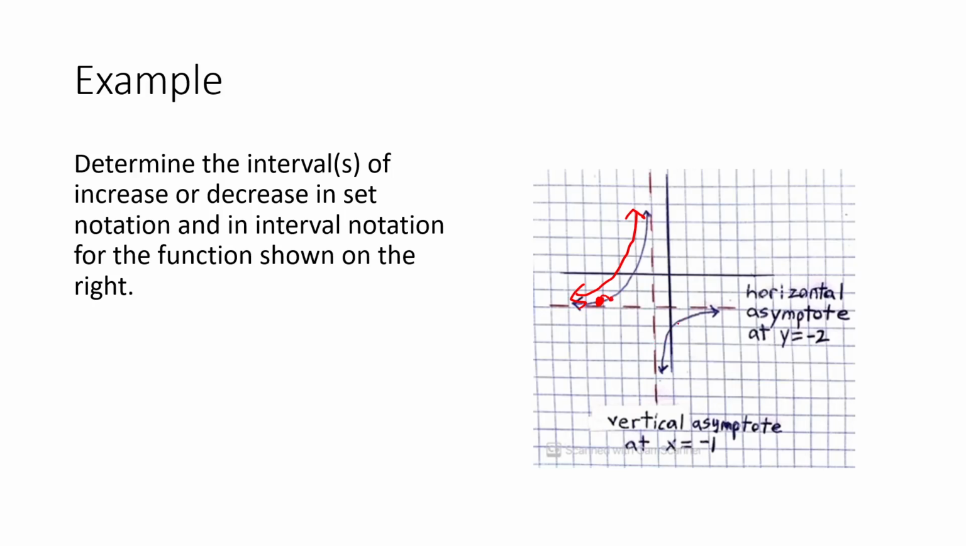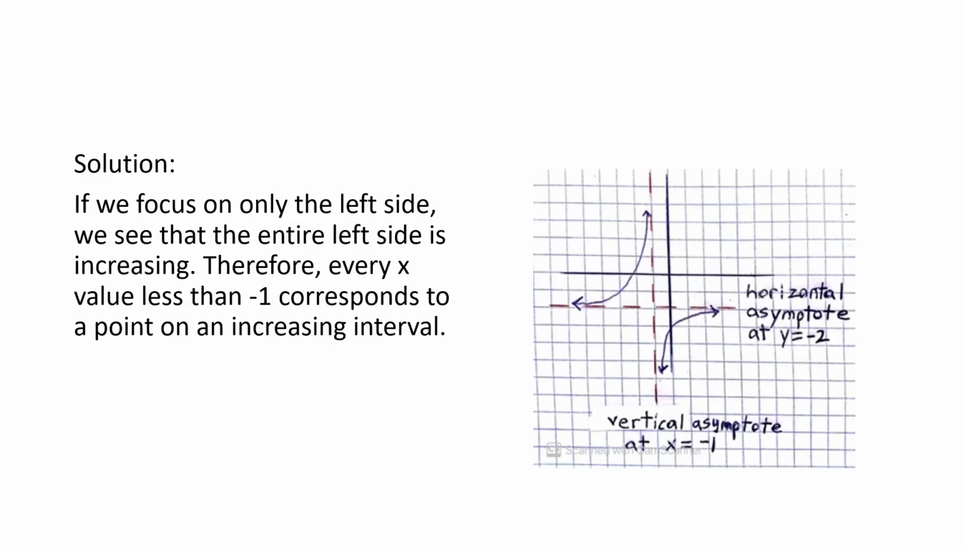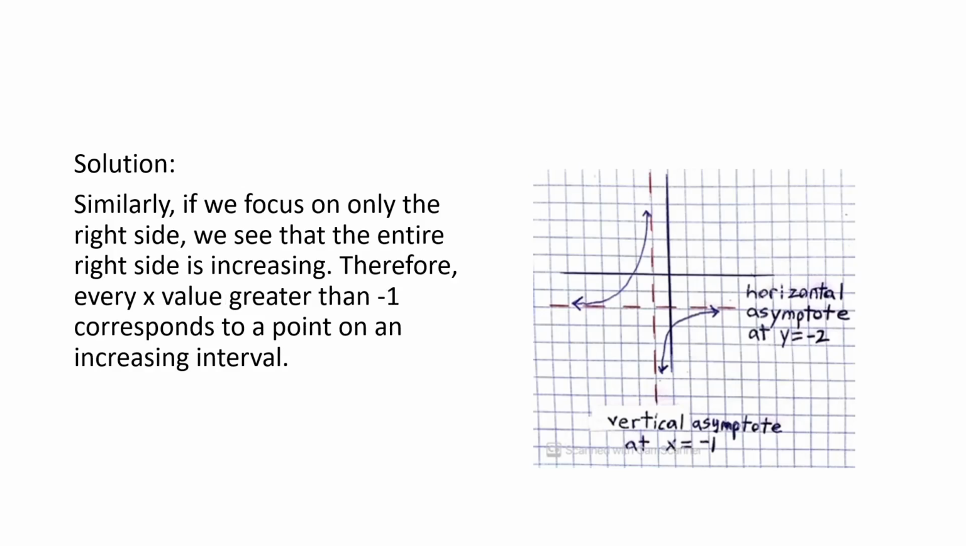And similarly here, this is also an interval of increase. If I take a minuscule step to the right, I will go up. Do not pay attention to that arrow right there, because that arrow is indicating movement to the left. It's important for the graphing of the curve, but it's not important for determining an interval of increase or decrease. Okay, so if we focus only on the left side, we see the entire left side is increasing. Therefore, every x value less than negative 1 corresponds to a point on an increasing interval. Similarly, the entire right side is increasing. Therefore, every x value greater than negative 1 corresponds to a point on an increasing interval.